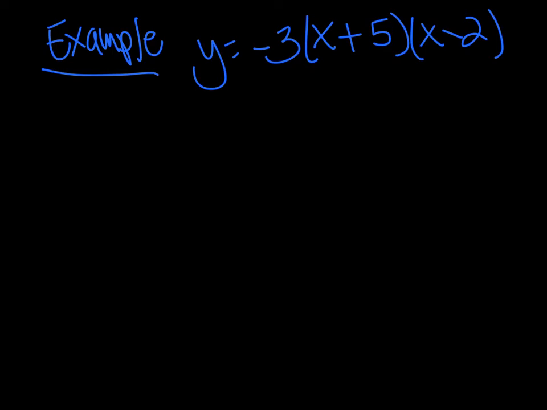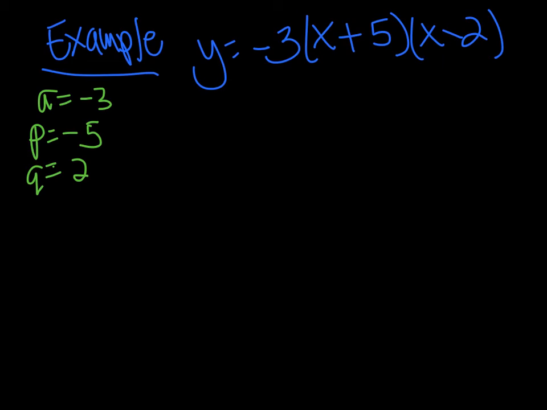Okay, so here's our second example. We have y equals negative 3 times the quantity of x plus 5 times the quantity of x minus 2. Remember, we're going to identify A, P, and Q first. So here we have A is equal to negative 3, P is equal to negative 5, and Q is equal to a positive 2. Let me show you real quick why.